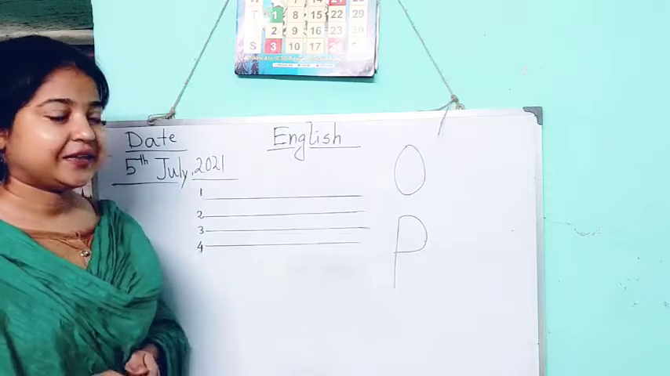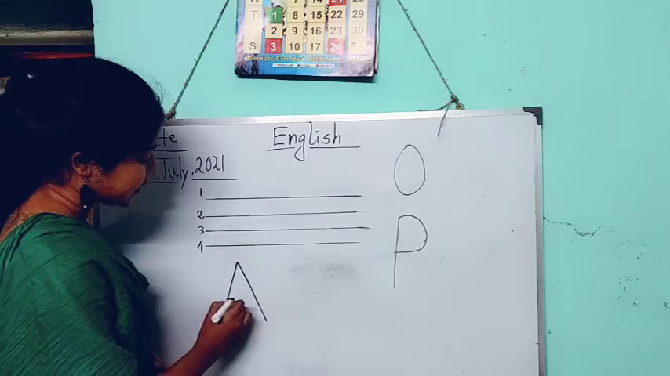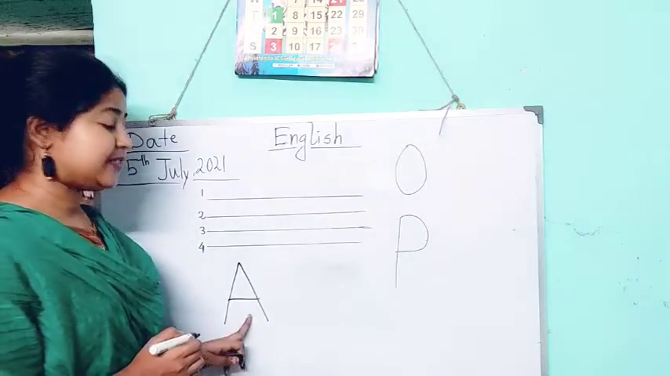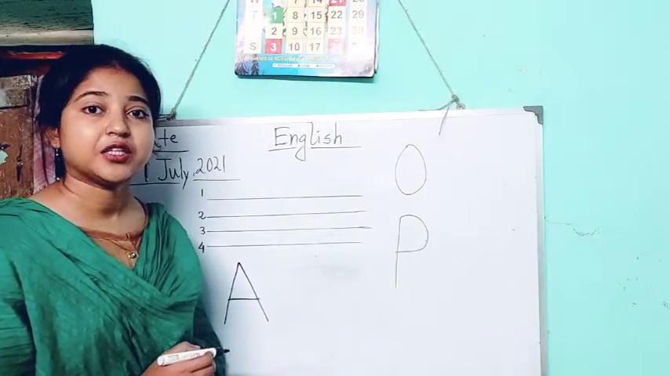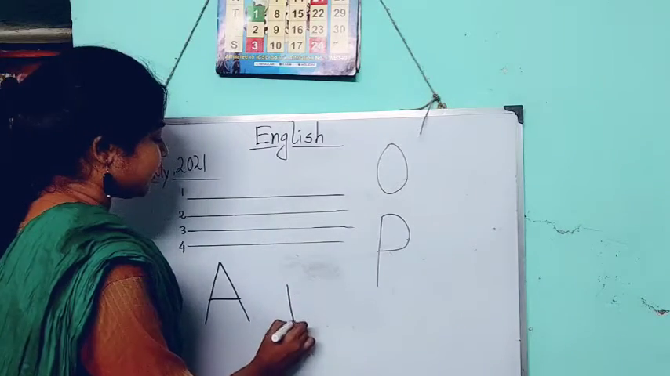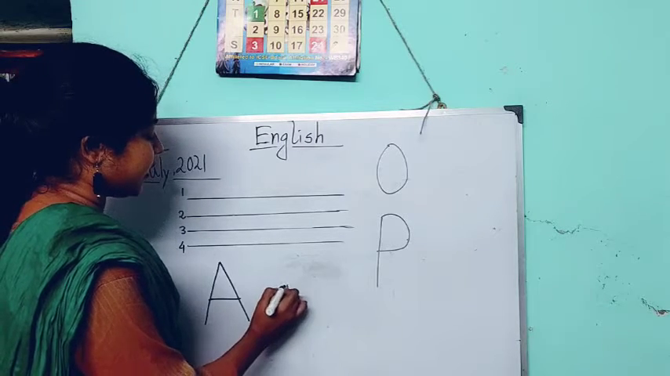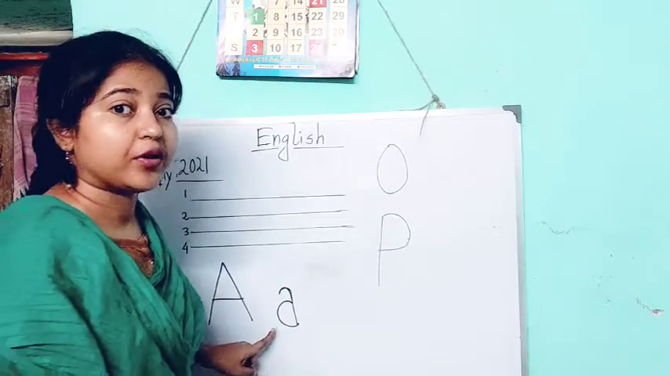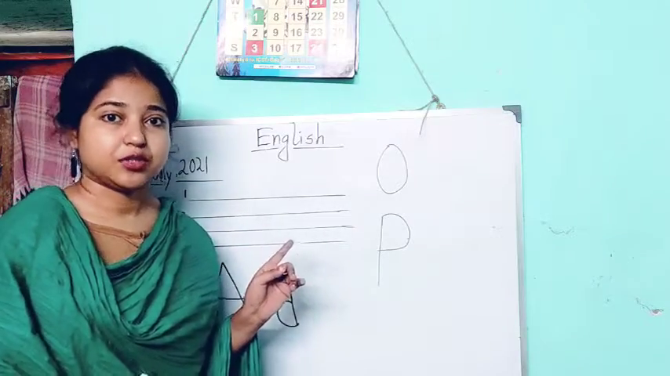Okay. So let's see. So first, you know, this is the letter A, capital A. And now we will learn how we can write the small a. Draw a straight line. Then we need to draw a curved line. In this way, you can write the small a. Now, I will show you how you can write small a using your lines.